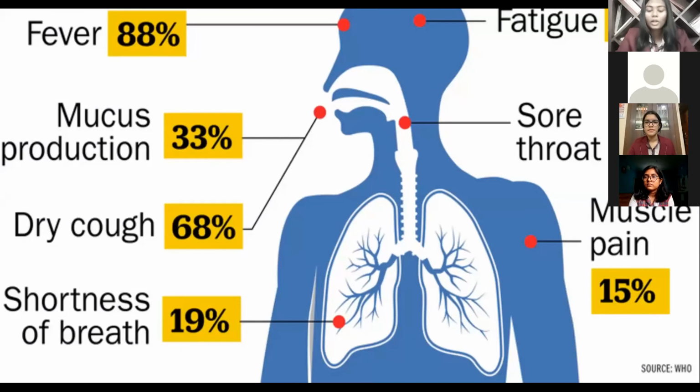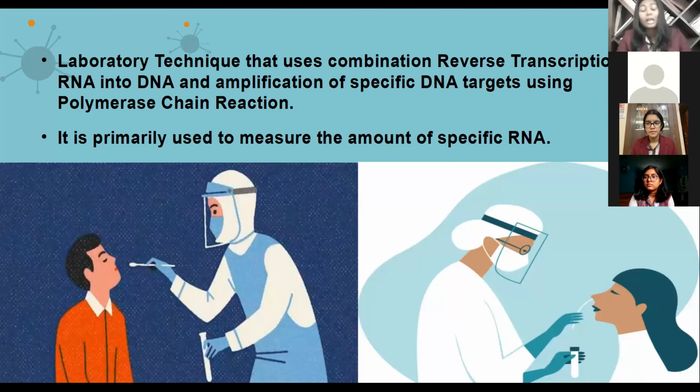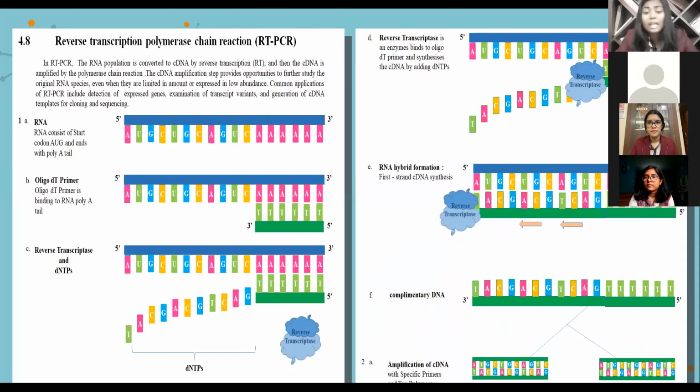Now, let us move on to the testing, which comprises of the polymerase chain reaction. In RT-PCR test, there's an RNA strand which starts with a codon AUG and ends with a poly A tail, to which the oligo-dT primer comes in and binds itself. The reverse transcriptase enzyme comes and binds itself to the oligo-dT primer and synthesizes the complementary DNA using dNTPs. After the completion of the formation of the cDNA, amplification using specific primers and Taq polymerase is done.